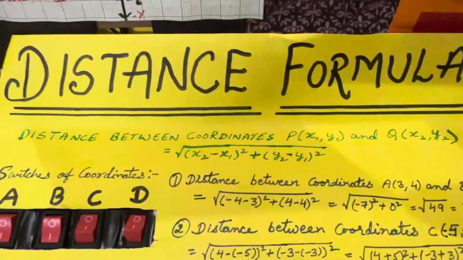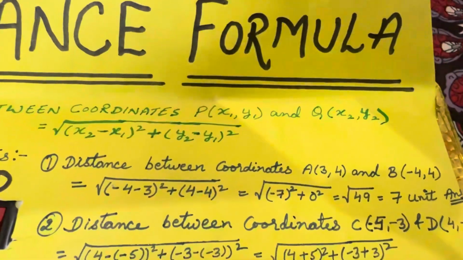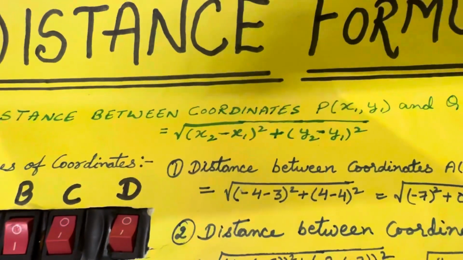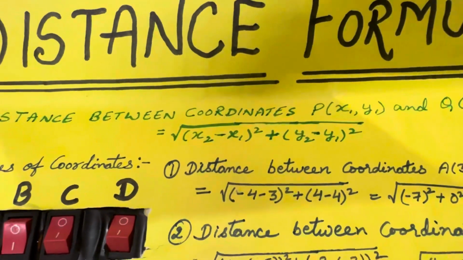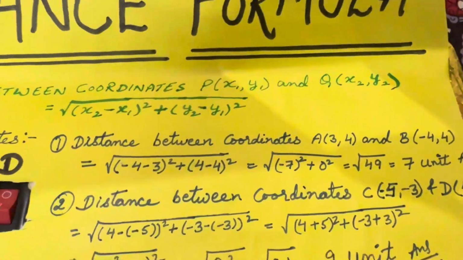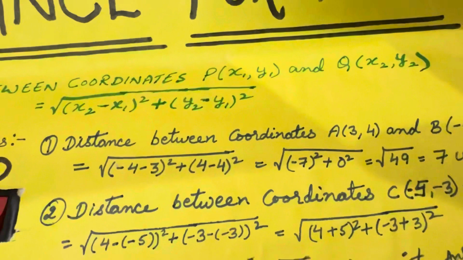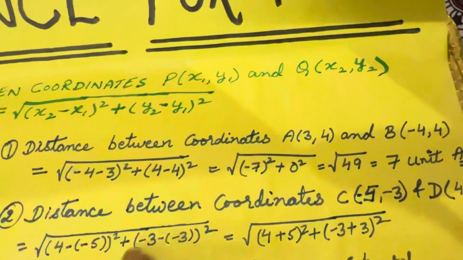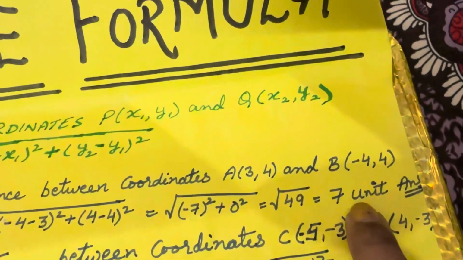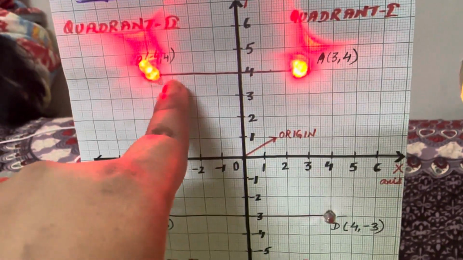As we know, the distance between 2 coordinates, that is P (x1, y1) and Q (x2, y2), is equal to under root (x2 minus x1) square plus (y2 minus y1) square. So we will derive the answer from this formula. We write the values of these coordinates in this formula, and we know that under root 7 square is root 49, and we come to know the answer is 7 units.